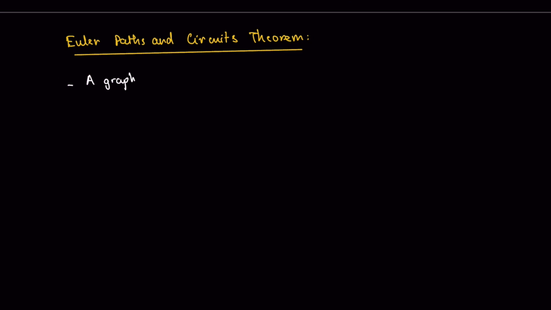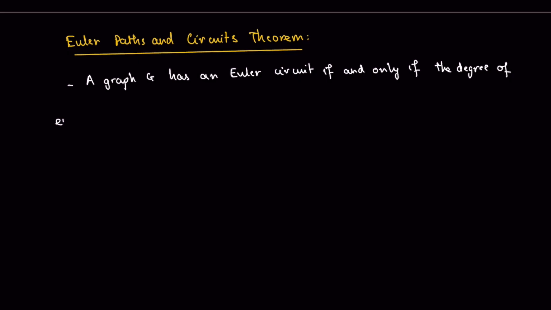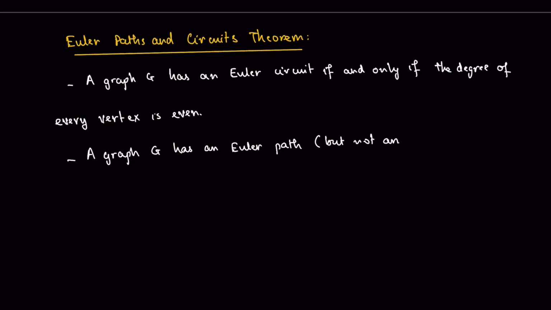So a graph G has an Euler circuit if and only if the degree of every vertex is even. Now that is for Euler circuit. For an Euler path, a graph G has an Euler path, but not an Euler circuit, if and only if it has exactly two vertices of odd degree.